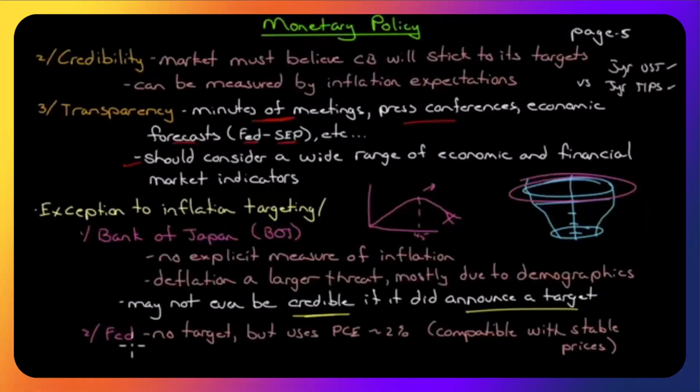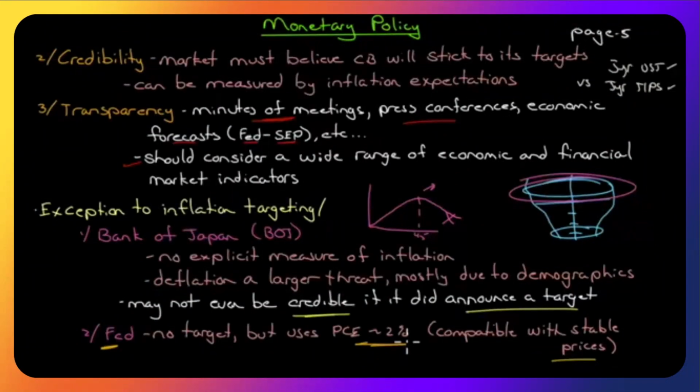Another one here, surprising, the Fed. They don't really say that they have an inflation target, but they do say that they have a measure of inflation that is consistent with stable prices, and that is the PCE around 2%, which in their statements they call their long-term target. Most people believe that the Fed has a 2% target, but it never actually says we have an inflation target of 2%, but they target 2%.